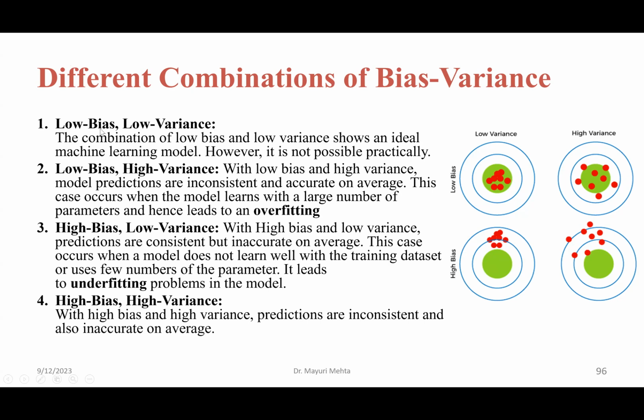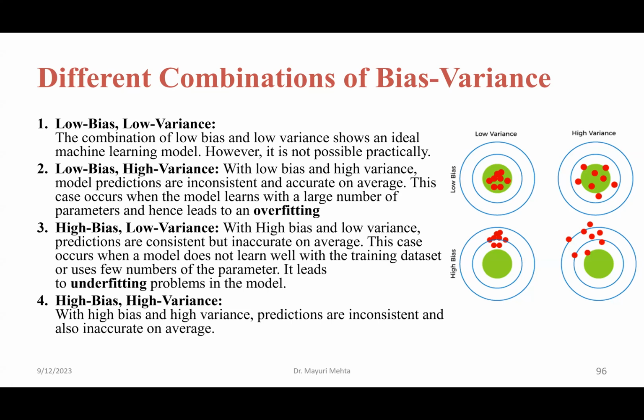Low bias, low variance. The combination of low bias and low variance shows an ideal machine learning model. Both should be low: bias should be low and variance should also be low. However, practically, for most applications, it is impossible to achieve this, right? Second, low bias, high variance. With low bias and high variance, model predictions are inconsistent but accurate on average. So they are not so accurate, but they are accurate on average.